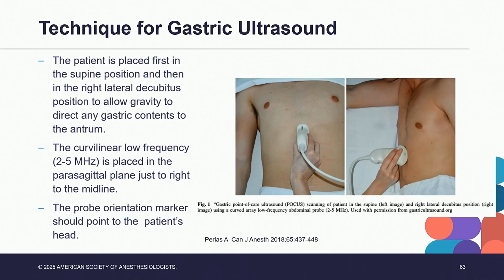So the patient is placed first in the supine position and then the right lateral decubitus position to allow gravity to direct any gastric contents. A curvilinear, low frequency probe is placed in the parasagittal plane, just right of the midline, and probe orientation should be directed cephalad.